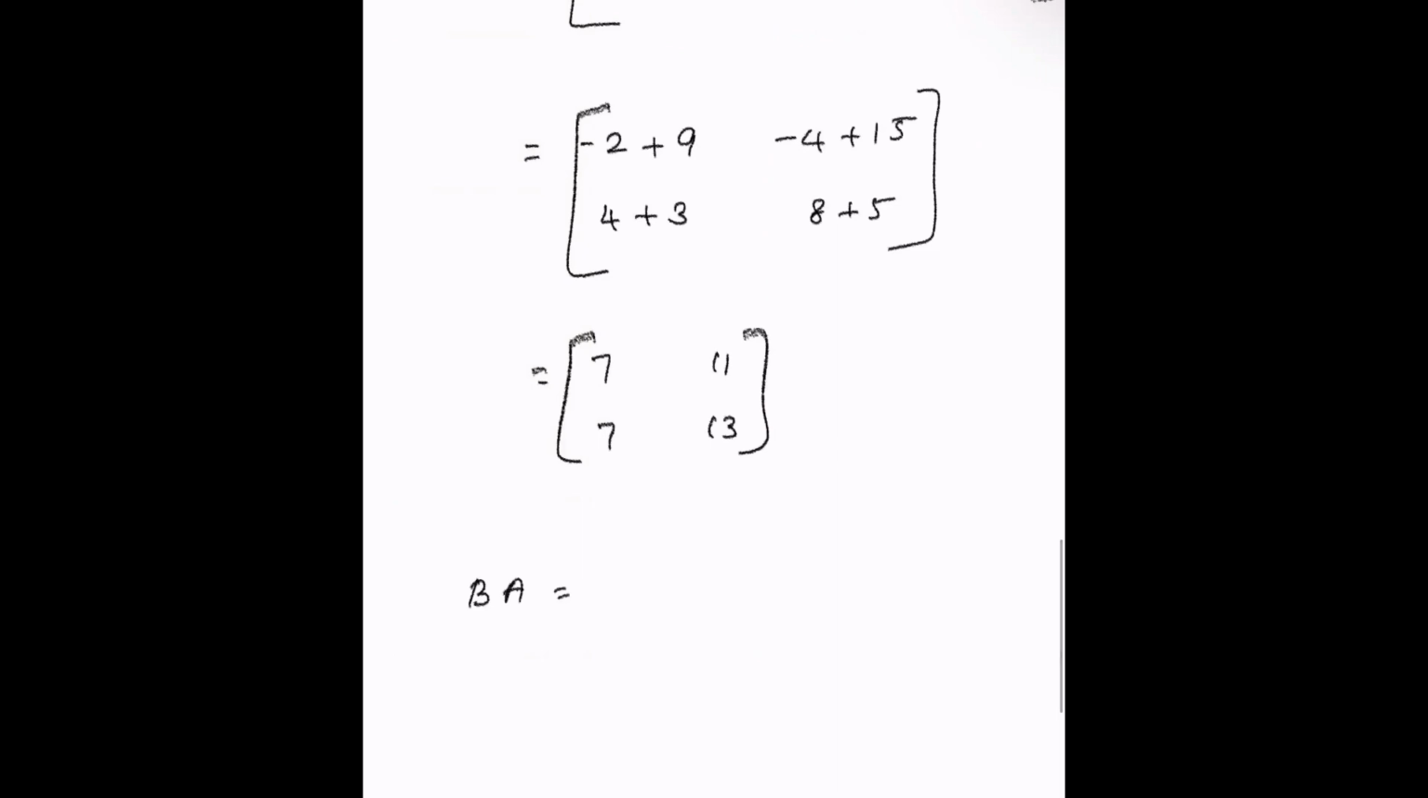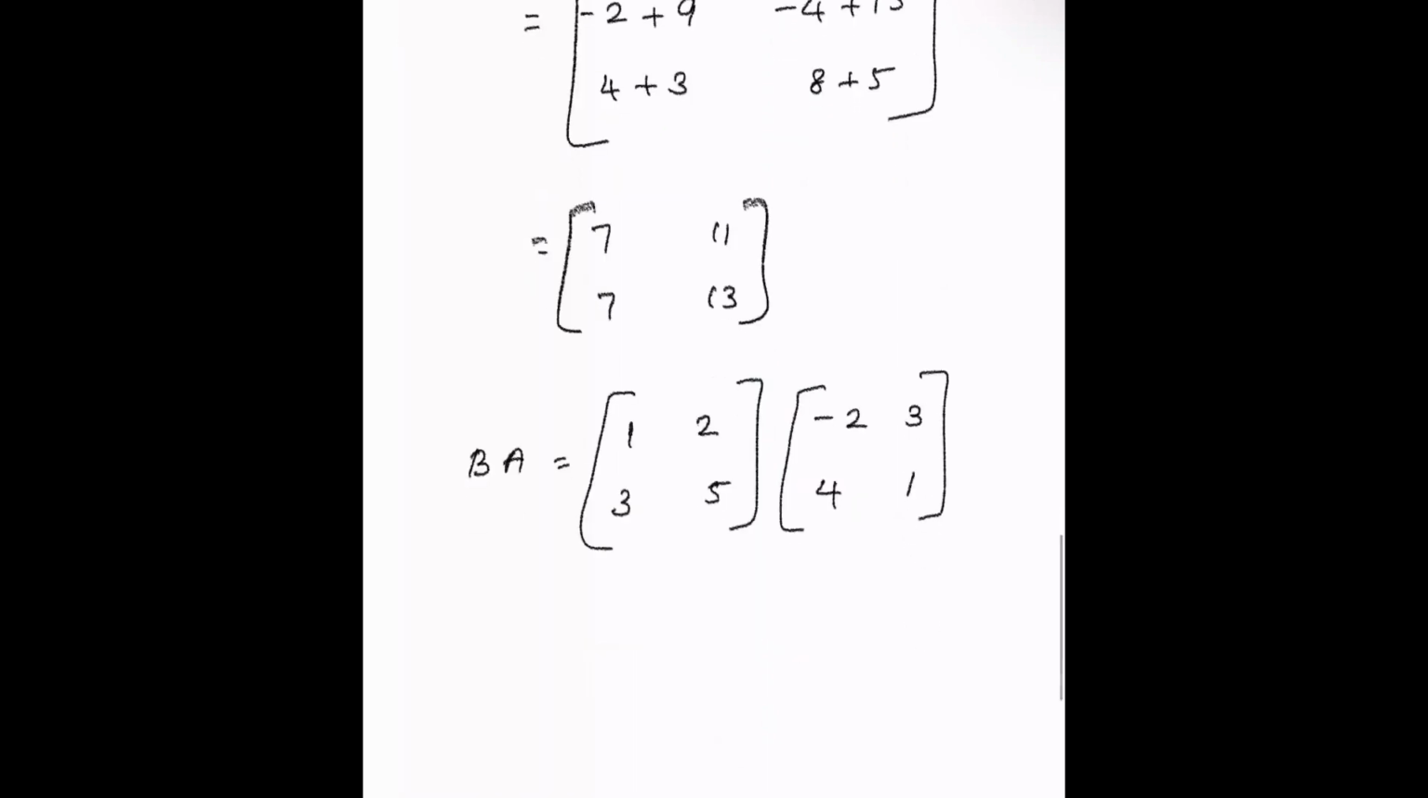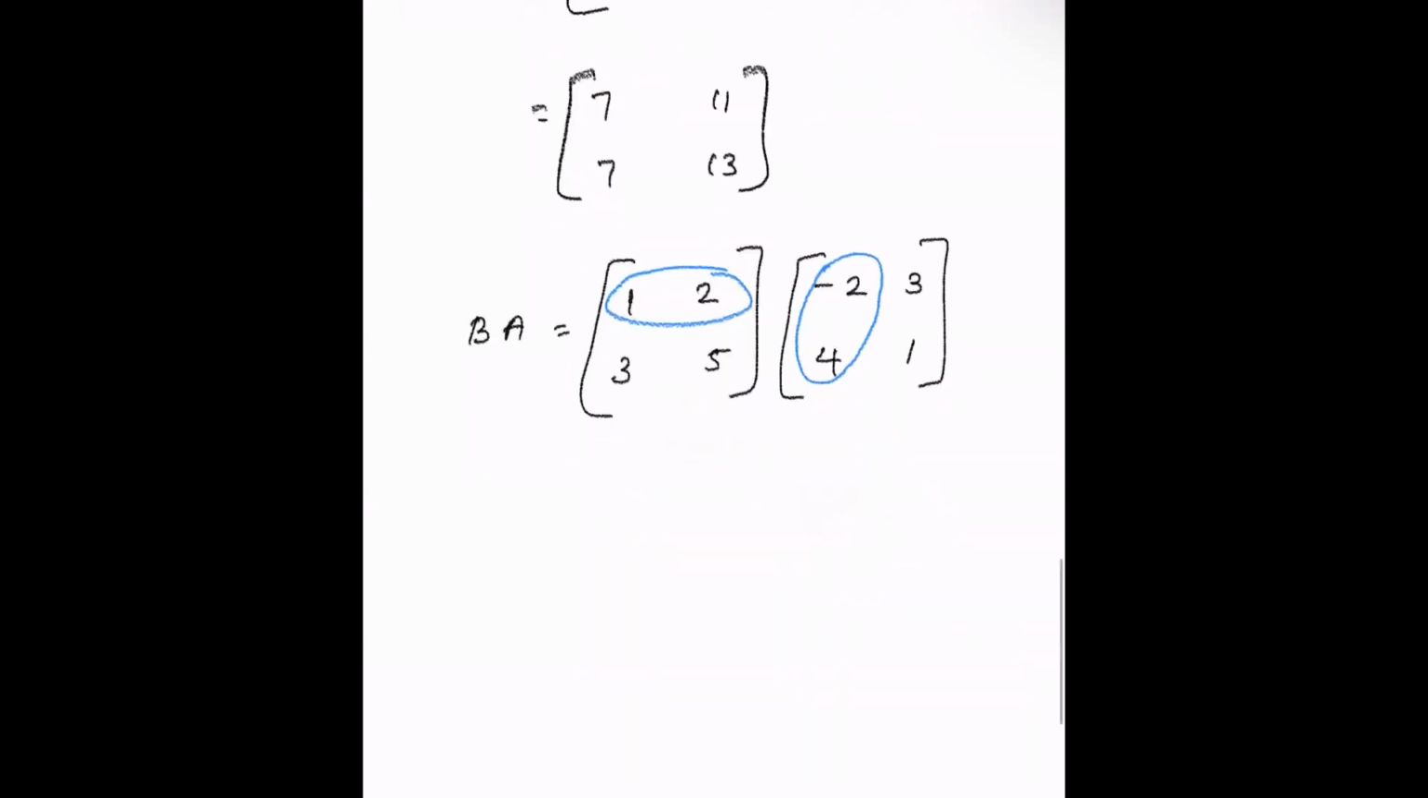BA is, let me write B and A once again. B is 1, 2, 3, 5. A is -2, 3, 4, 1. Can you tell me the first row? 1 into -2 plus 2 into 4. I'll circle it so that no one goes wrong. That's right. 1 into 3 plus 2 into 1. That's correct.